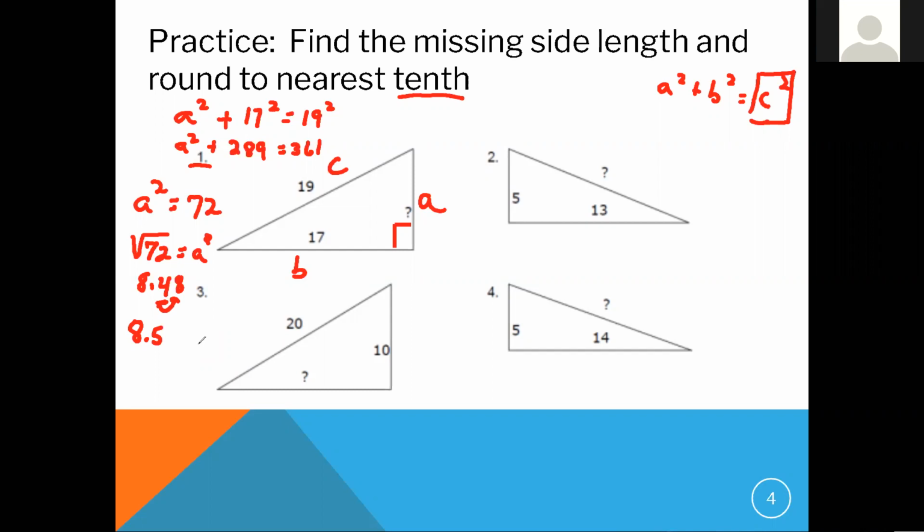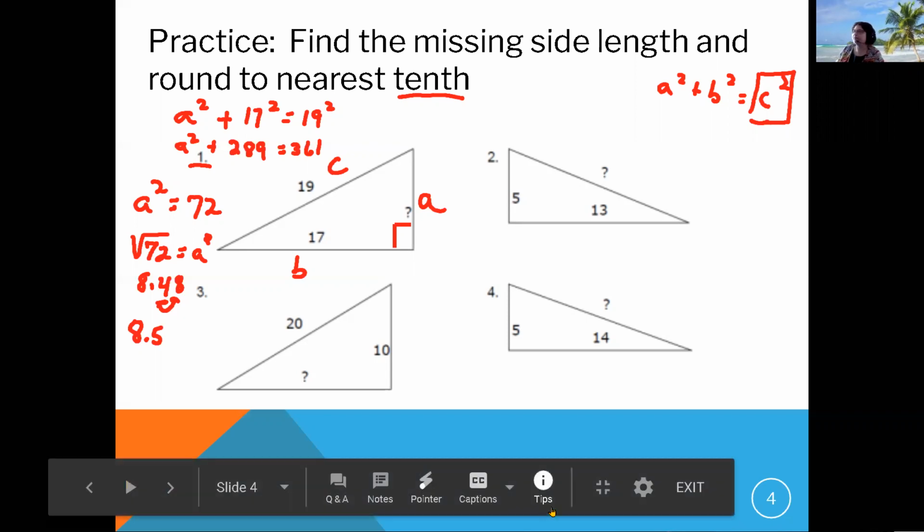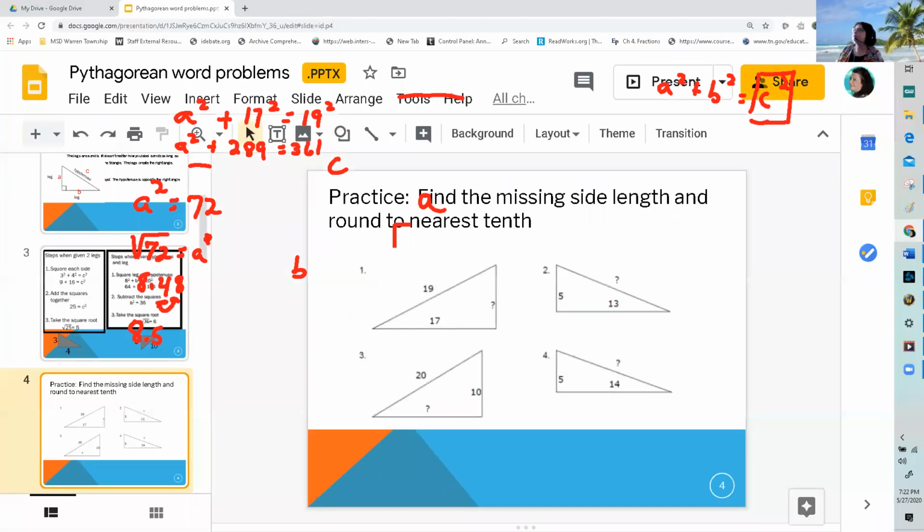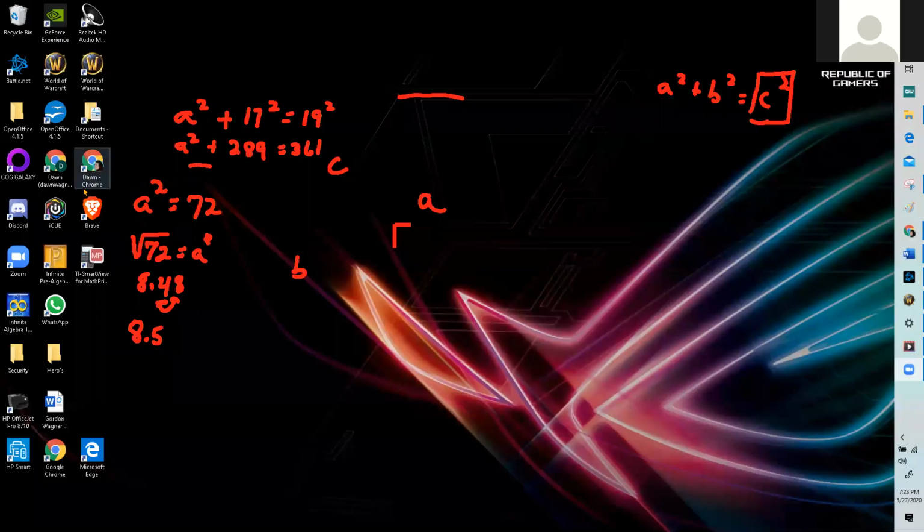Okay, I have a question. I just don't know how did you get 8.48? Okay, so what kind of calculator do you have, Angelica? Do you have the, okay, let me, I have one of those calculators. So let me exit this and I'm going to pull that up really quick for you.